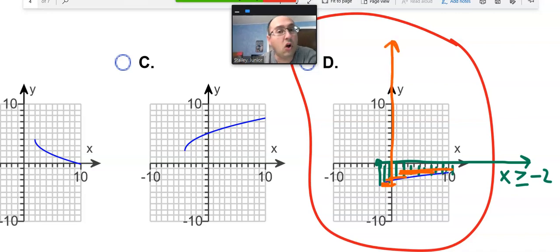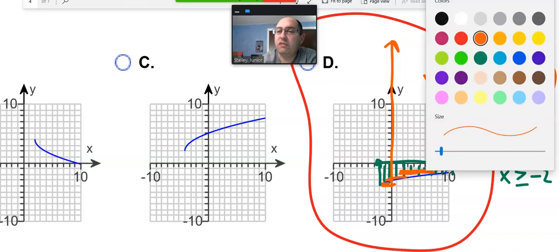Now, it takes a real long way to go out to the right to get up very high. I will agree with you there, but it won't stop. So we want a range, which would be the y values being greater than or equal to negative 4. They do want them written in inequality notation for this question, not interval notation. Interval notation for this would be something like negative 4 to infinity.